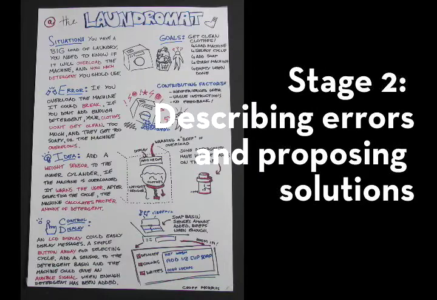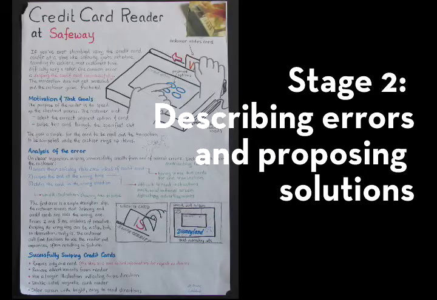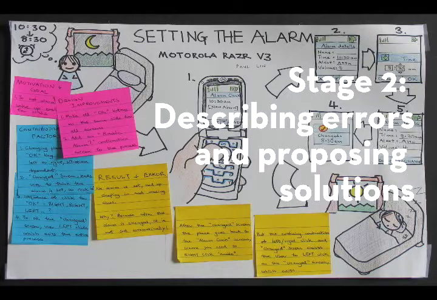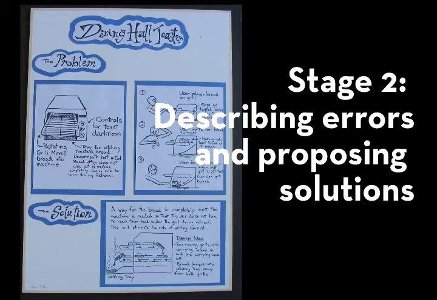The task now was to go out into common spaces and find examples of designs that lead to errors. Don Norman's Design of Everyday Things proved an invaluable source of inspiration for the types of errors identified. Students produced posters of their findings, along with proposed solutions.